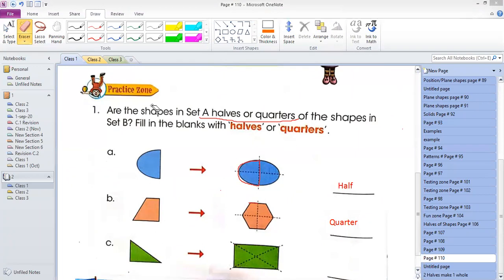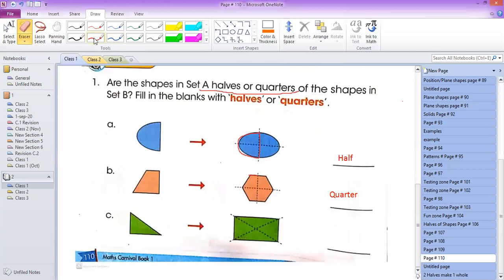Now coming to the question number 1C. Now you have to check whether this triangle is the half of this rectangle or the quarter of this rectangle.